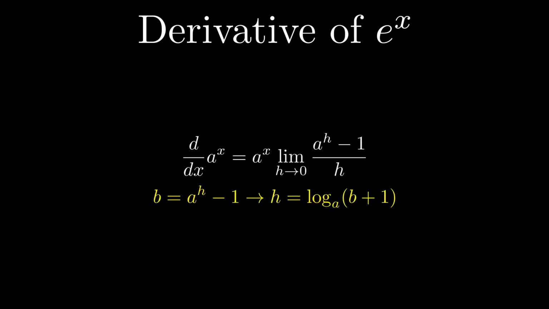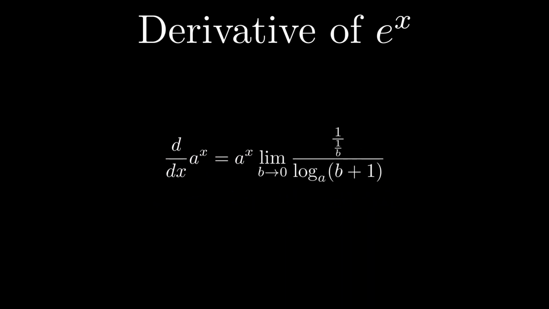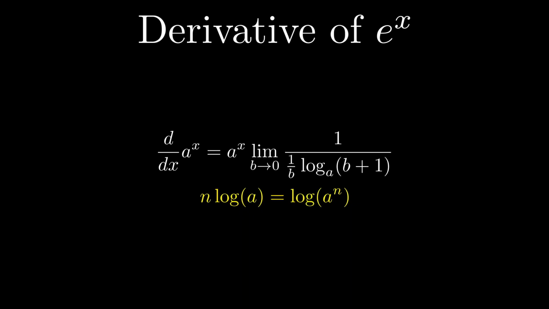Then we can substitute b equals a to the h minus 1, which means h equals log base a of b plus 1, and b approaches 0 as h approaches 0, resulting in what you see here. Then we can change the numerator into 1 over b, which allows us to move 1 over b into the denominator.